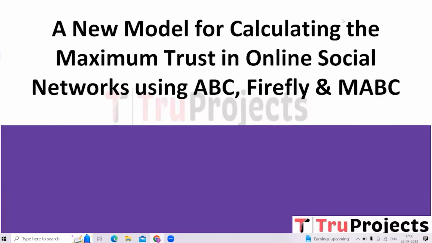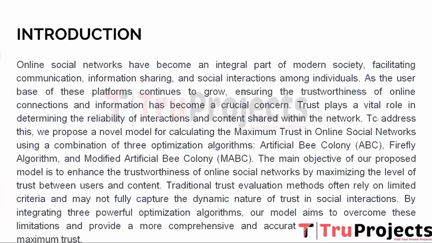Video, we are going to see about a project titled A New Model for Calculating the Maximum Trust in Online Social Networks Using ABC, Firefly and MABC. Coming to the introduction part, in this introduction, we present a new and innovative model for calculating the maximum trust in online social networks, that is MTOSN, using a combination of three powerful optimization algorithms that are artificial bee colony, that is ABC, Firefly algorithm, and modified artificial bee colony, that is MABC.